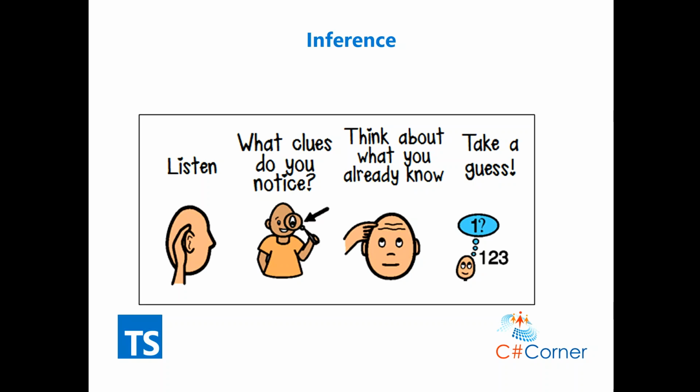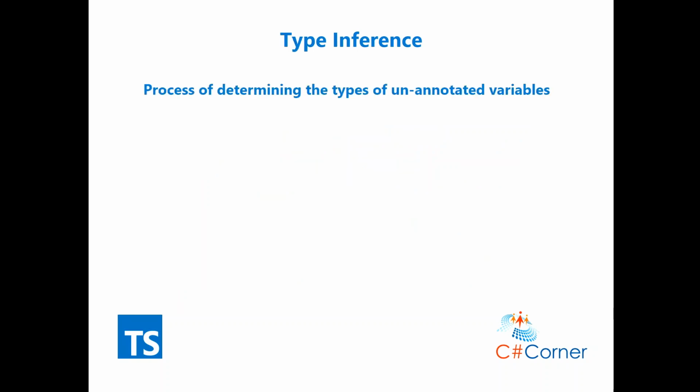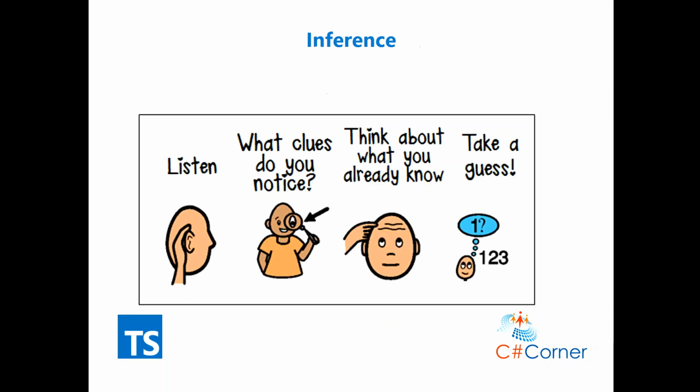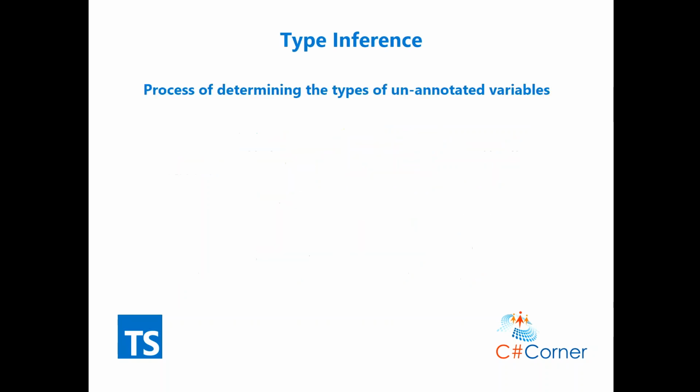So technically it is the same. Whatever value you are assigning, this type inference is applicable to any data type. Probably on the next slide, yeah. So the type inference, right? This is the general idea of inference. Here, type inference is the process of determining the types of unannotated variables. So this is where any type can accommodate any type of data.